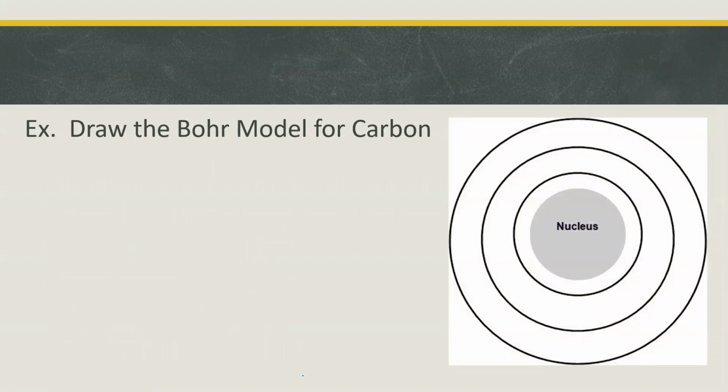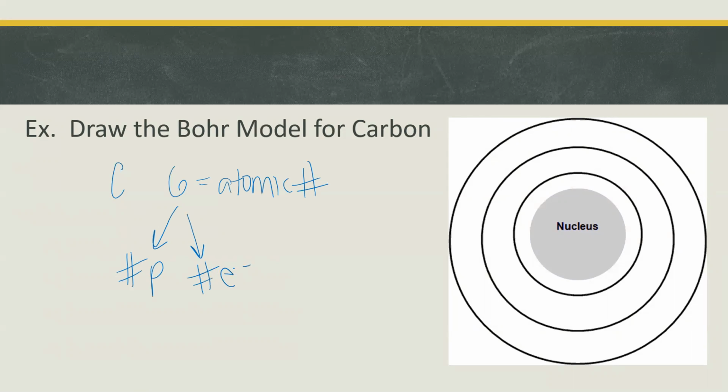So draw the Bohr model for carbon. You're going to draw a circle and kind of shade it in a little bit. That's going to be your nucleus. And carbon is C. Looking at the periodic table, carbon's atomic number is 6. Remember, this is going to tell us the number of protons, and it's going to tell us the number of electrons. Then, looking at carbon's atomic mass, it's about 12.001. So I'm going to round to 12.